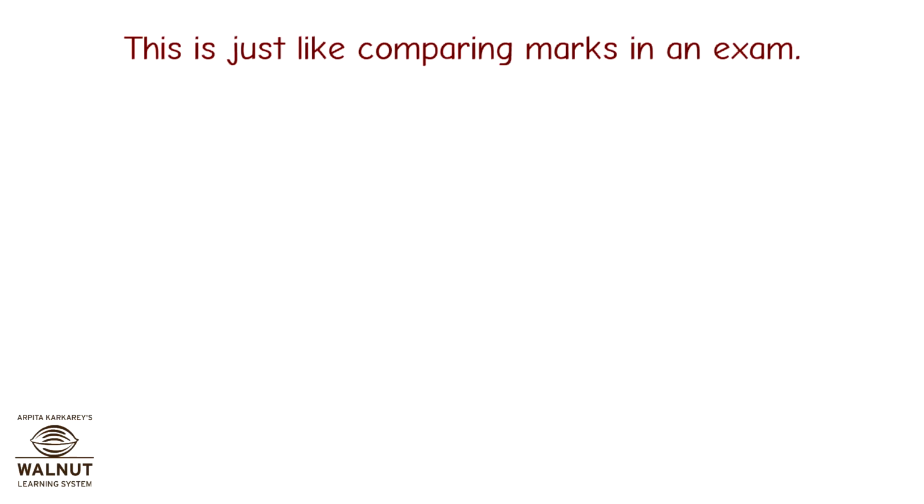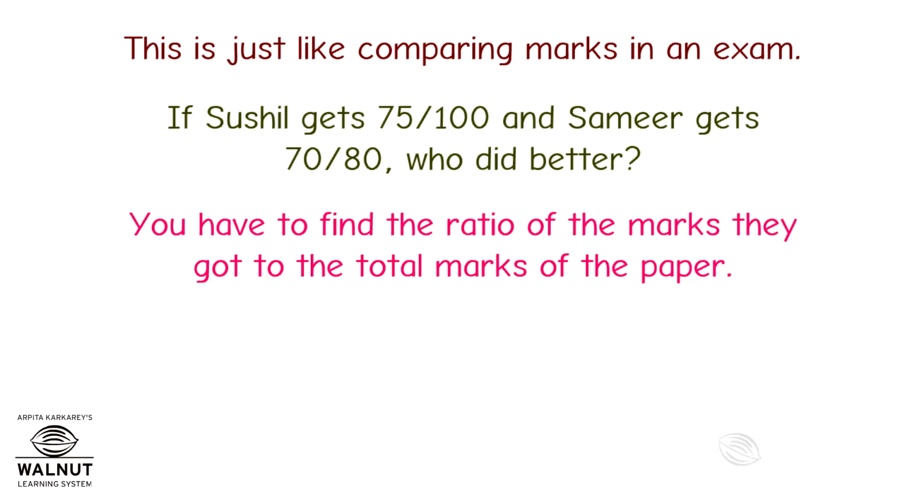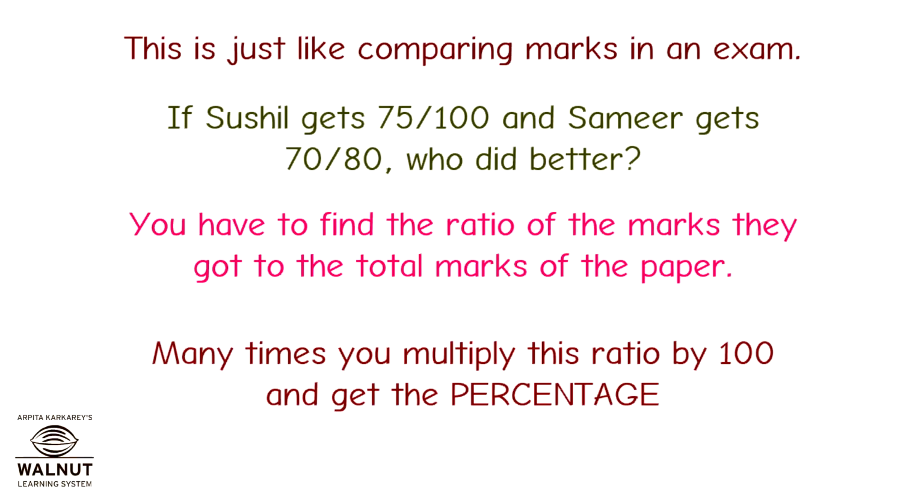This is just like comparing marks in the exam. If Sushil gets 75 on 100 and Samir gets 70 on 80, who did better? You have to find the ratio of the marks they got to the total marks of the paper. Many times, you multiply this ratio by 100 and get the percentage. Remember? Well, you have to. You can't afford to forget anything you learn in mathematics.